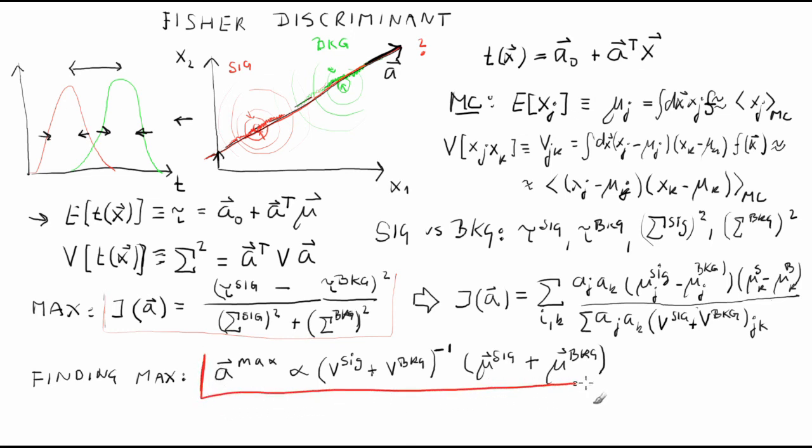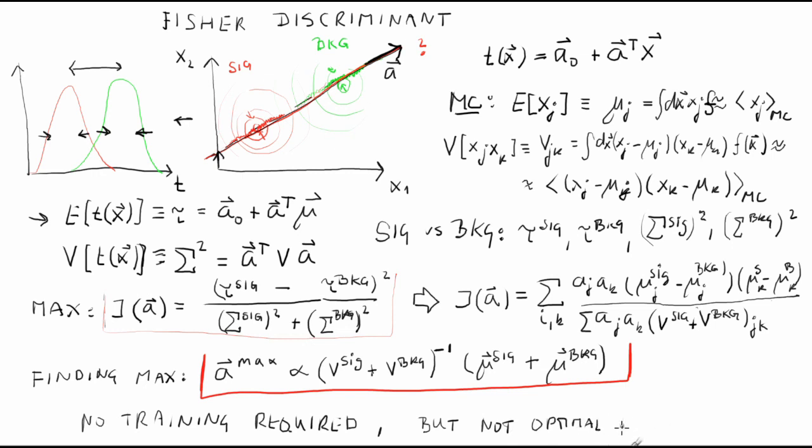Note that the solution vector a vector max can be scaled by an arbitrary factor without any change of the separation power. Also, the separation power of the test statistic doesn't depend on the shift a_0. As mentioned already, the excellent feature of the Fisher discriminant is that there is an analytical solution and no training is needed. On the other hand, its discrimination power is generally not optimal.